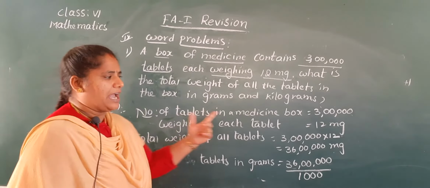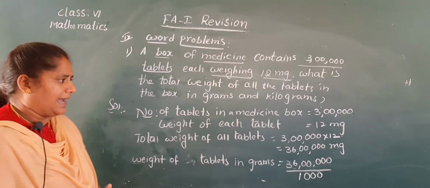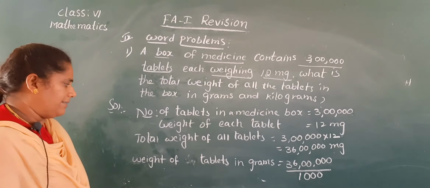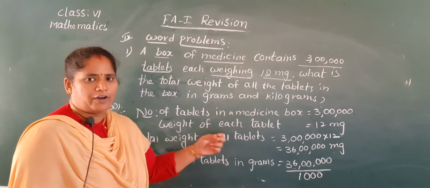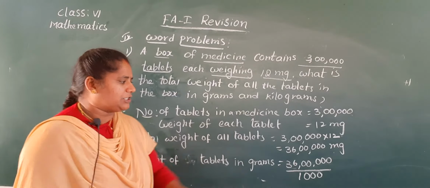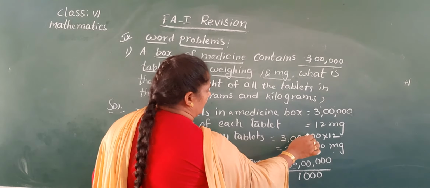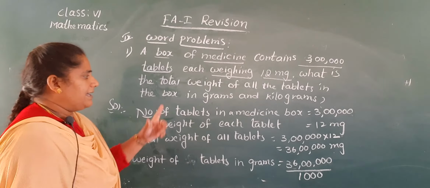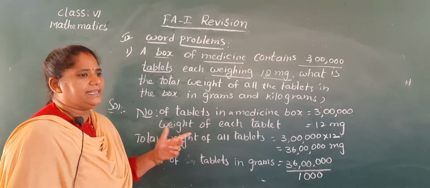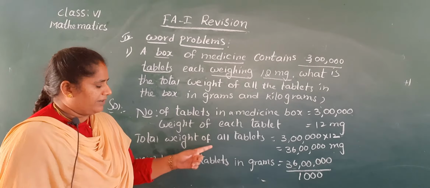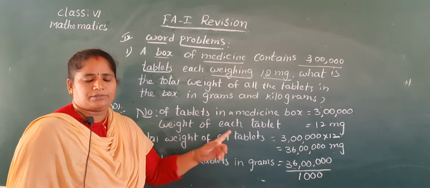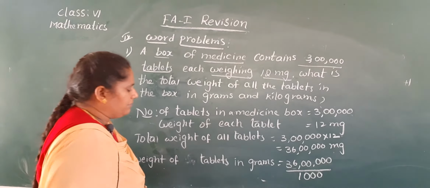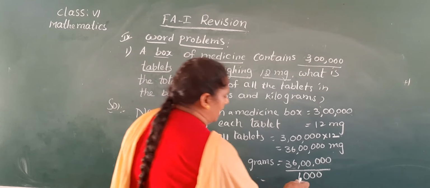So number of tablets in the medicine box is 3 lakh. Weight of each tablet equal to 12 mg. So total weight of all tablets equal to 3 lakh into 12. So 3 lakh into 12 means 12 3s are 36 lakh mg. But they are asking the weight of tablets in grams. So weight of tablets in grams equal to 36 lakh by 1000. So you should divide by 1000, then we can get the tablets weight in grams.